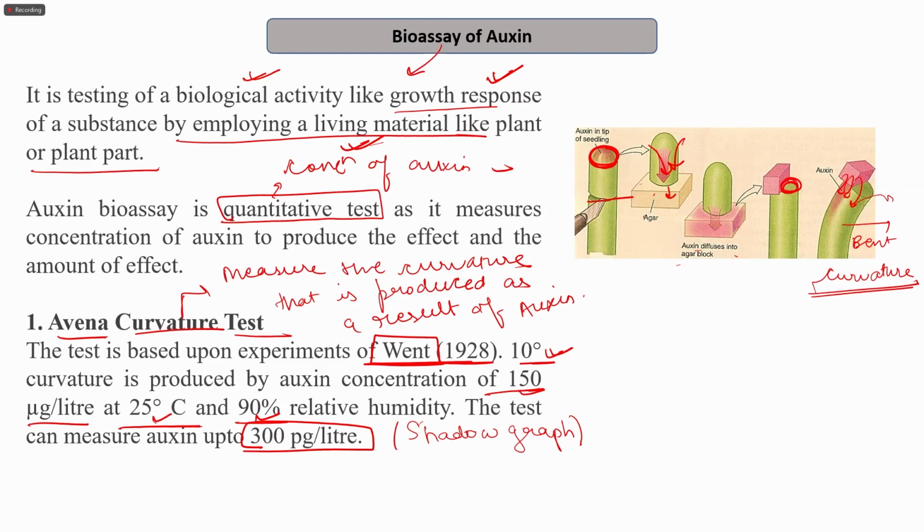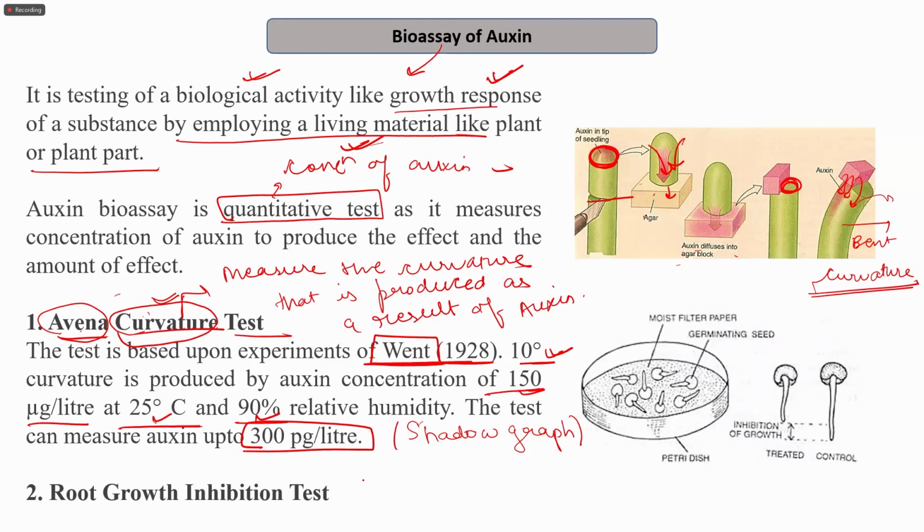So this is the Avena curvature test, which is mainly used for the bioassay of auxin. So this you can remember by the term curvature as well. A for auxin, A for Avena. So Avena curvature test, because auxin causes the curvature. So Avena curvature test.